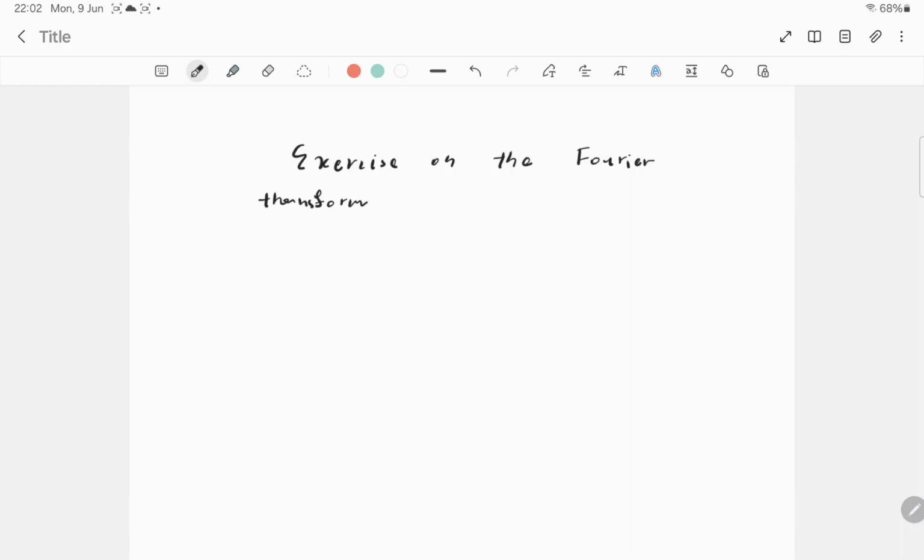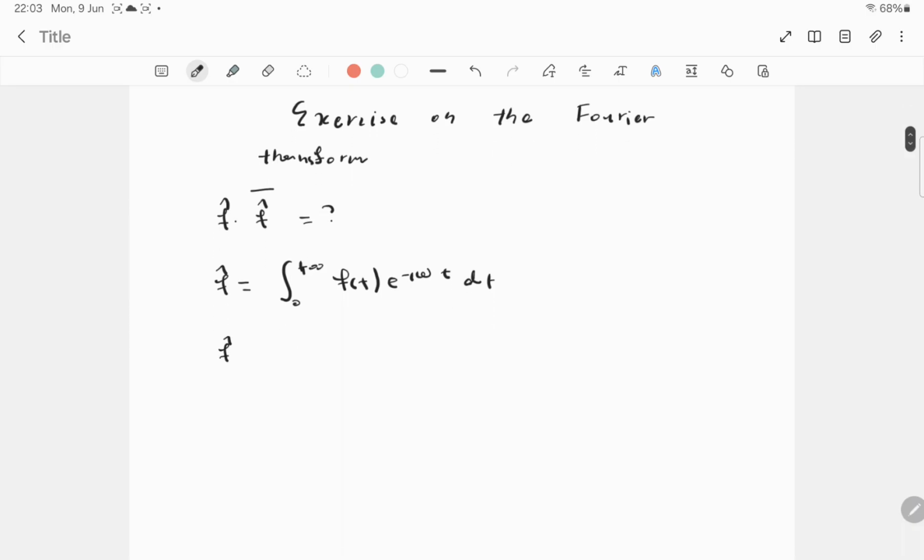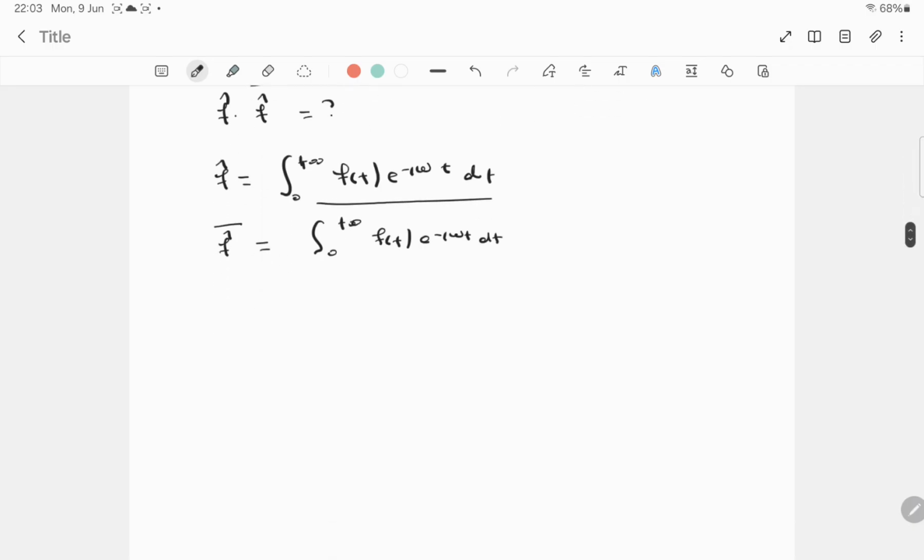I'm going to have a look at an exercise on the Fourier transform. Let's say, what is f hat times f hat bar? What is that quantity? f hat is the Fourier transform of the function f of t, and f hat bar is this integral, and you take the complex conjugate. That's a complex number.